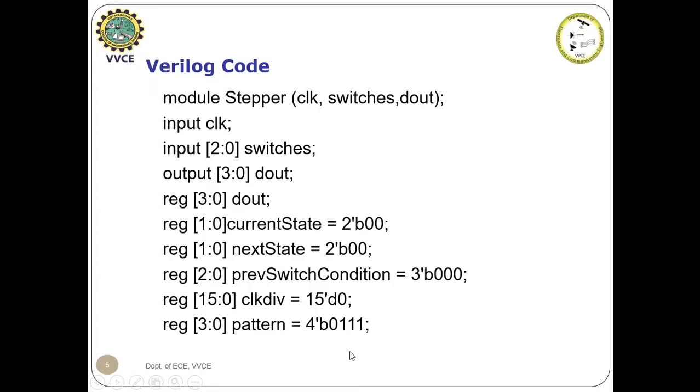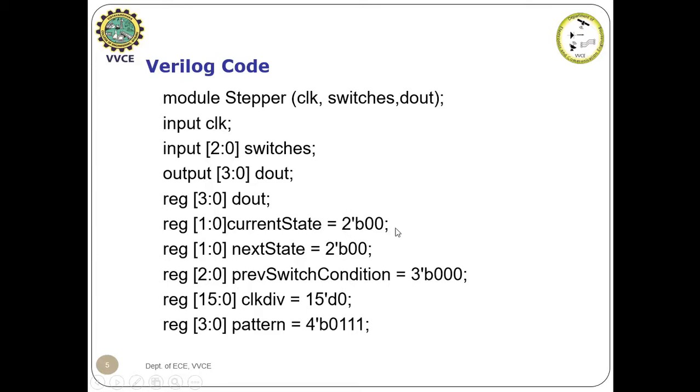In order to evaluate the current state and next state conditions, along with the pattern of sequence which we have to energize to each coil, I am choosing a registered data type with current state value as 00 initially, next state value as 00, and previous switch condition as 00, and the clock division is 15-bit and the pattern is 010.